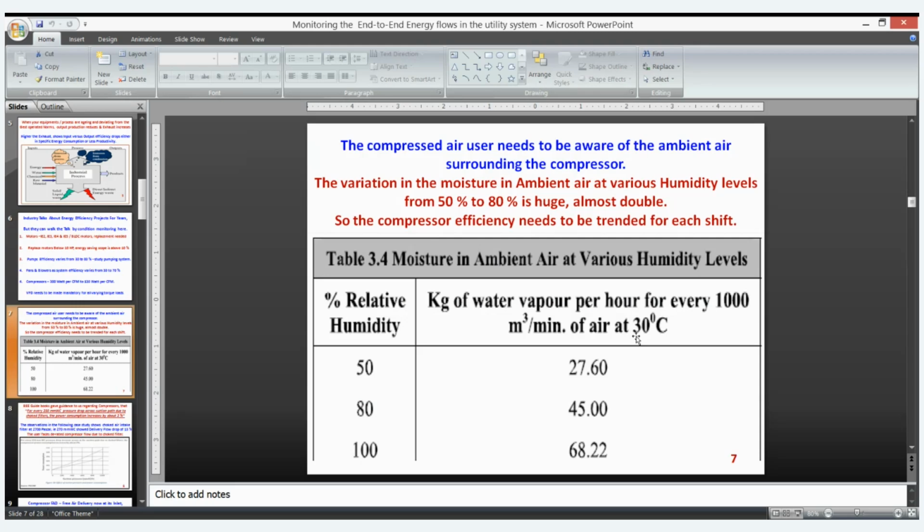And the compressor OEMs always rate the FAD at 20 degrees Celsius. What is the air density at 20 degrees, and what is the air density at 45 degrees at the delivery point? That itself is a big difference. At 45 it is around 1.09, whereas at 20 it is 1.22. So the difference is there. We have to see the delivery temperature also and give temperature and pressure compensation for the flow rate delivered at the compressor end.